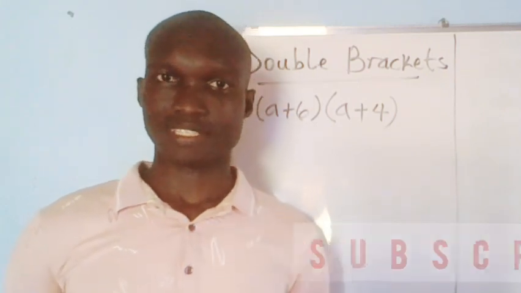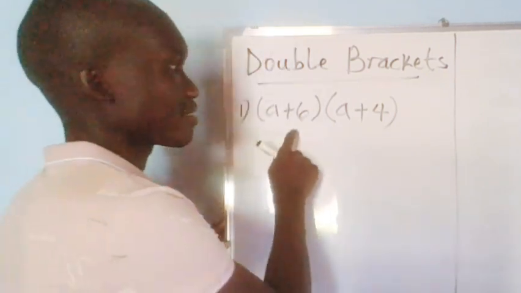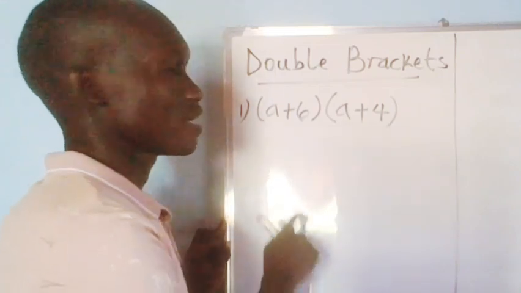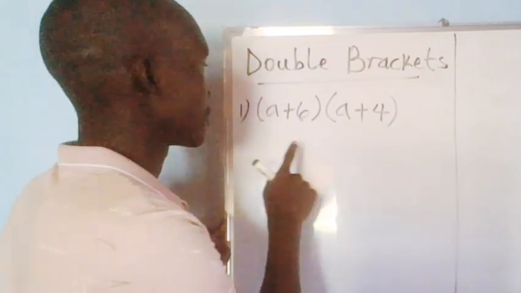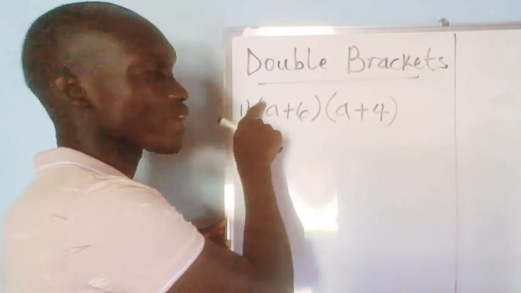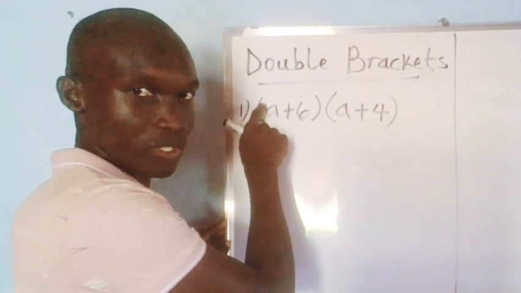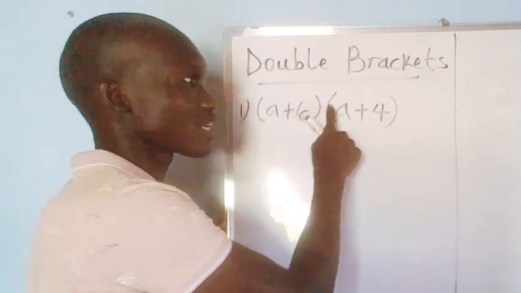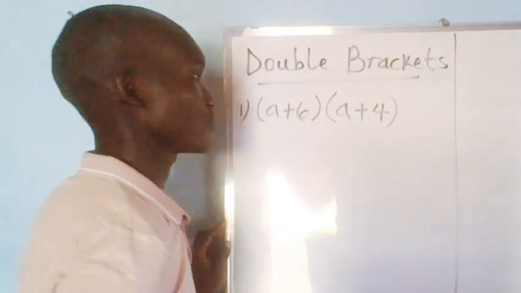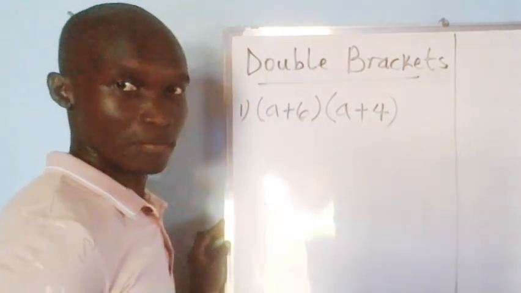Now let's look at this first one. We have (a + 6)(a + 4). How do you multiply this out? In front of a, there is an imaginary positive, which we normally don't write. So when you're multiplying, remember that.